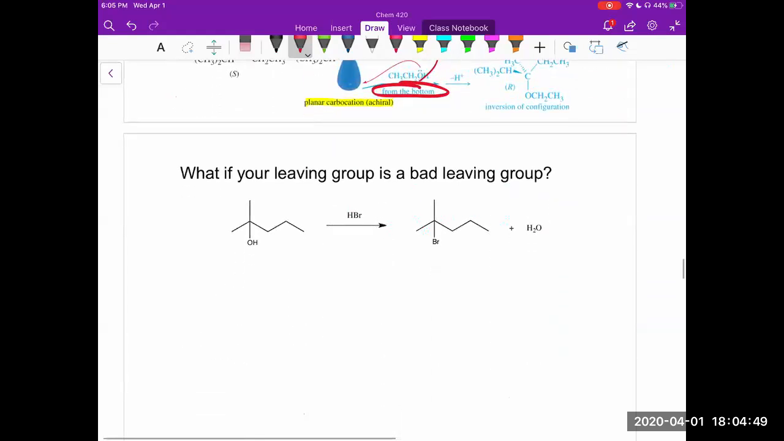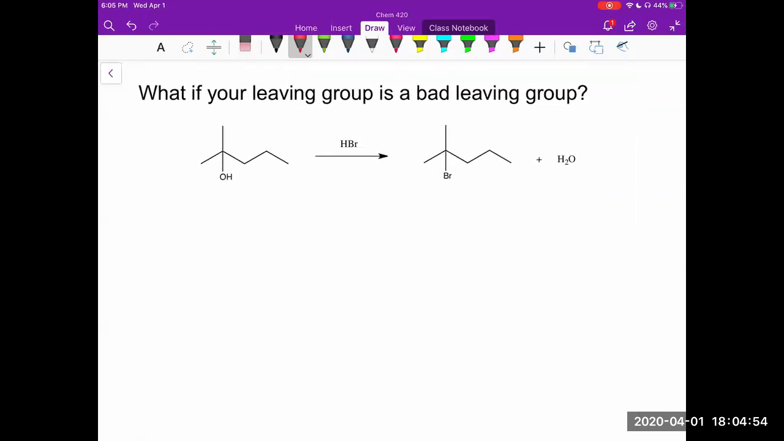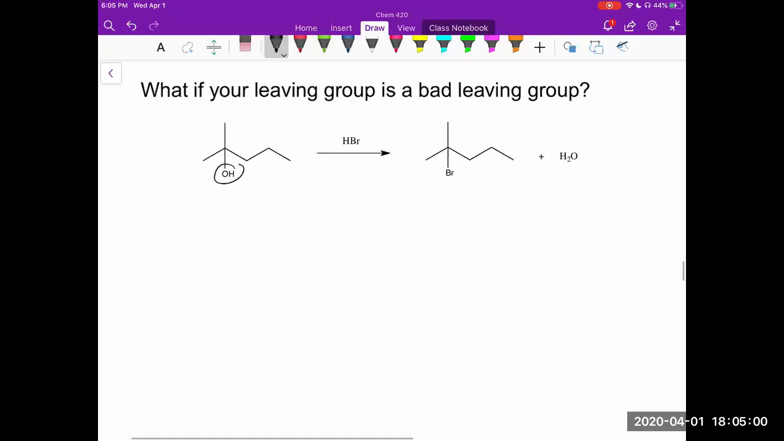All right, so this next problem right here, this is another example of your leaving group being a bad leaving group. We have an OH. It would leave as OH minus, and that's a strong base. So it is not happening. So I'd like you guys to take a second. You do the mechanism of this one on a piece of paper, and then I'll put it up real fast and we'll see how you did.